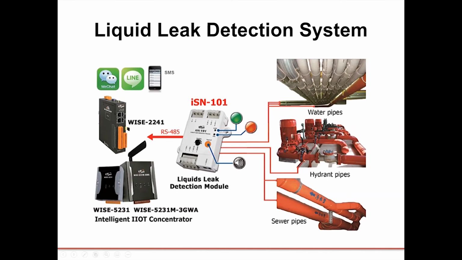In this application, we have the ISN101 with the sensor line running along the pipes, and this is communicating over RS-485 back to our WISE5231M-3GWA. It's an IoT concentrator, and it can do a lot of things, but in this case, we're using it as the alarm controller.